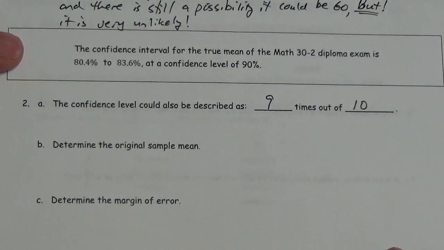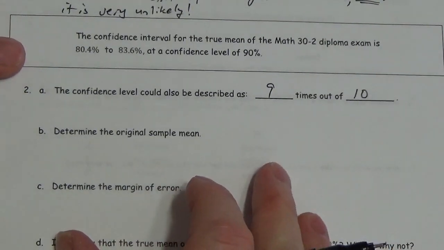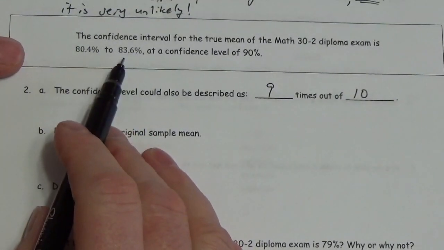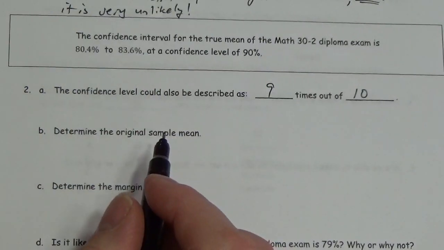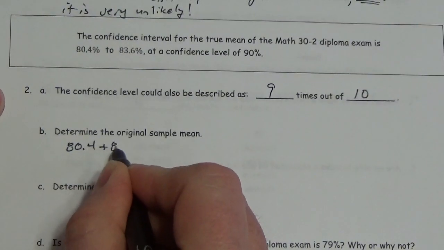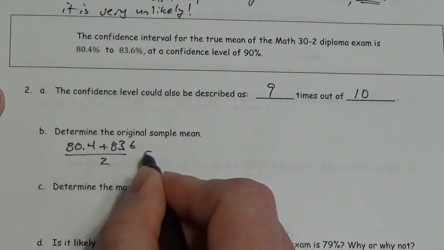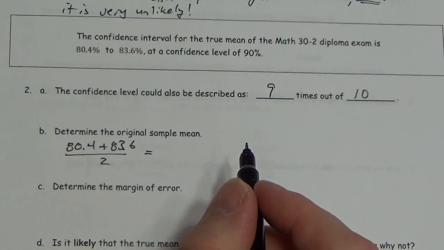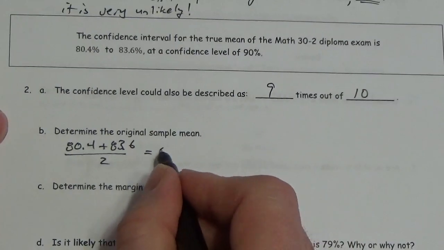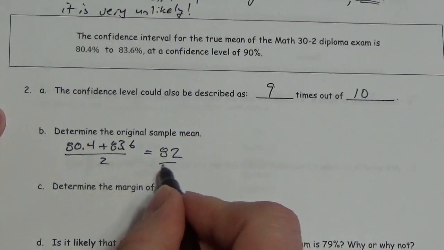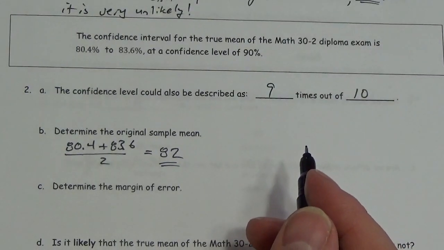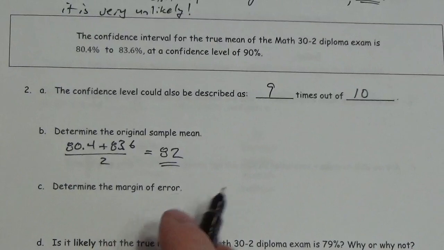Determine the original sample mean. Okay, well, this is our low bound. This is our high bound. Our mean is going to be exactly halfway in between there. So let's figure that out. So let's go 80.4 plus 83.6, divide that by 2. So on my calculator, 80.4 plus 83.6 divide by 2, and I'm getting 82. So it's going to be 82%.